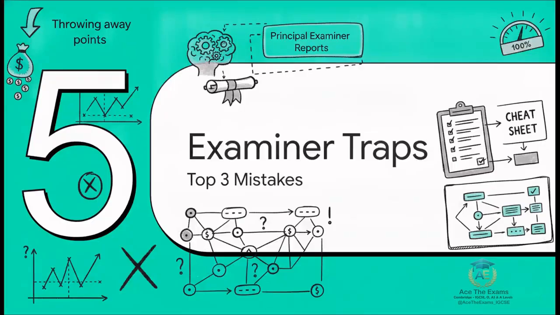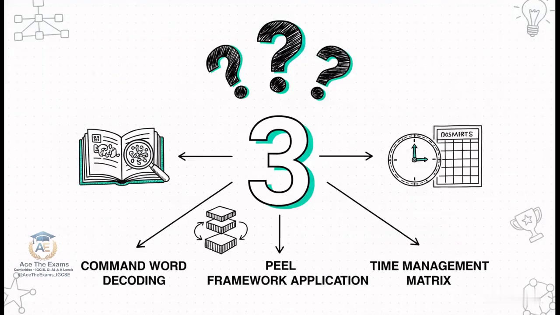We are in the home stretch now. Section 5, Examiner Traps. For our final section, we are pulling information directly from the principal examiner reports to reveal exactly where students throw away their hard-earned points. Believe it or not, there are exactly 3 major mistakes that examiners repeatedly flag in the Topic 14.1 responses year after year. We are going to transform these common failures into our 3 definitive rules that guarantee top marks.